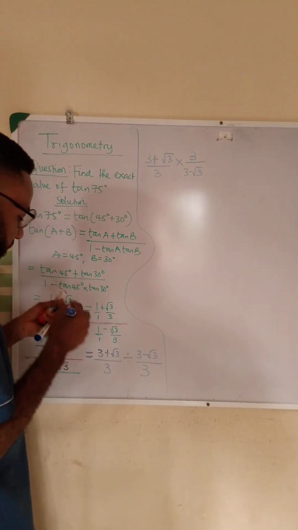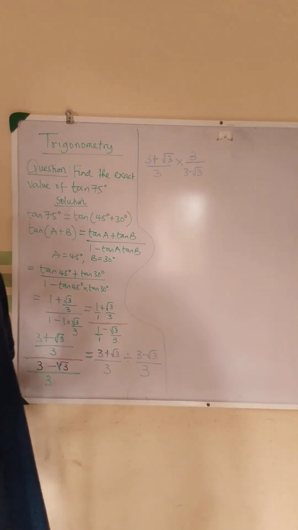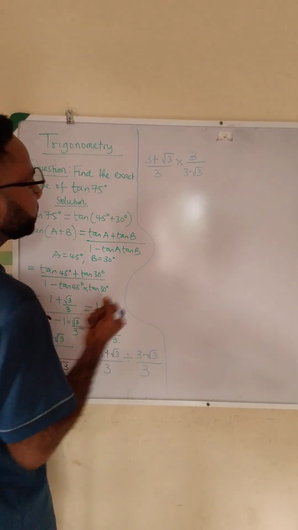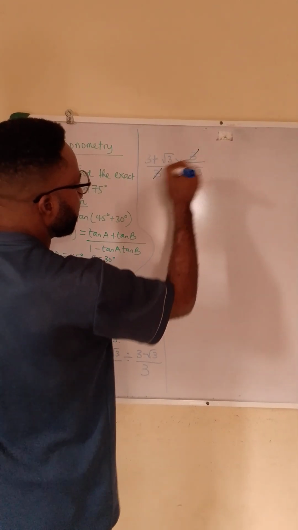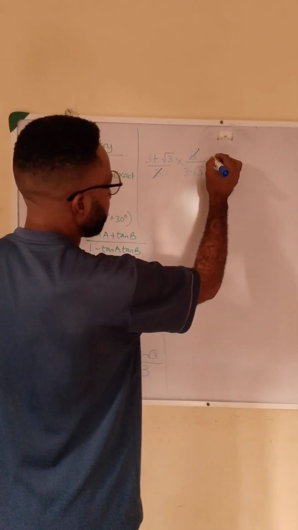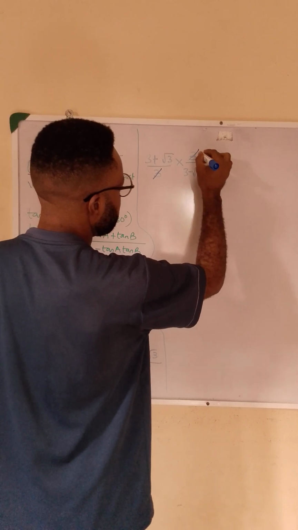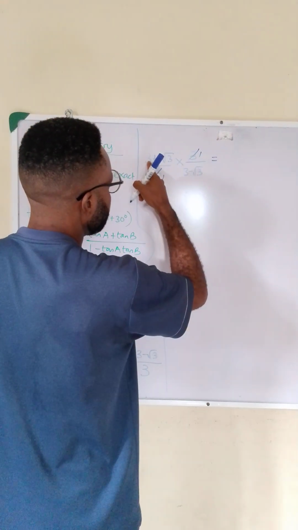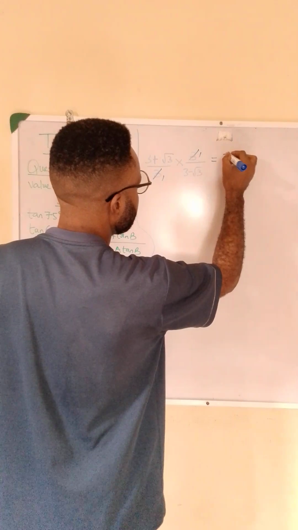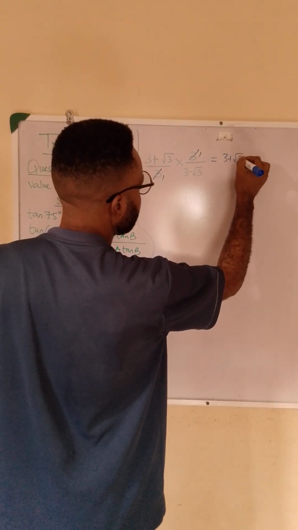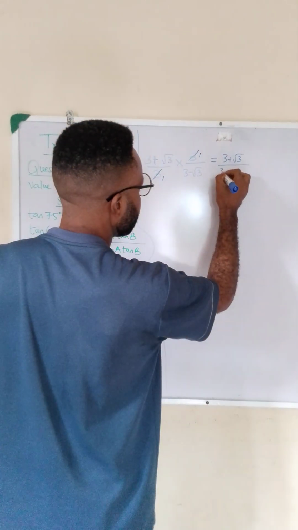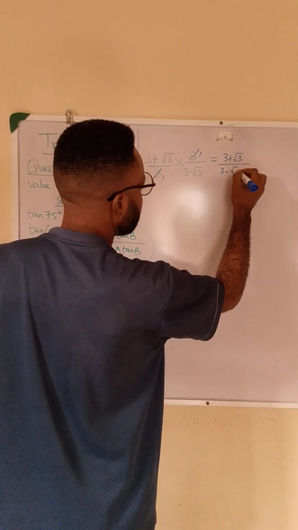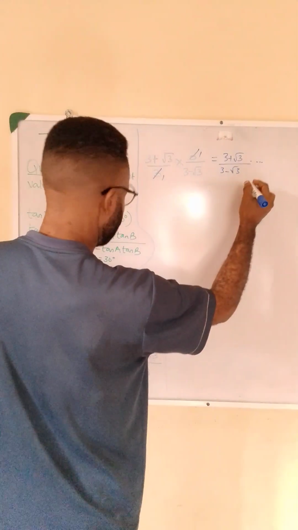Okay, so having done that, we can cancel out this. So if we cancel out this, this is 1, this is 1. So this multiplying 1 will give us 3 plus root 3 all over, this one multiplying this one will give us 3 minus root 3. We can call this equation 1.